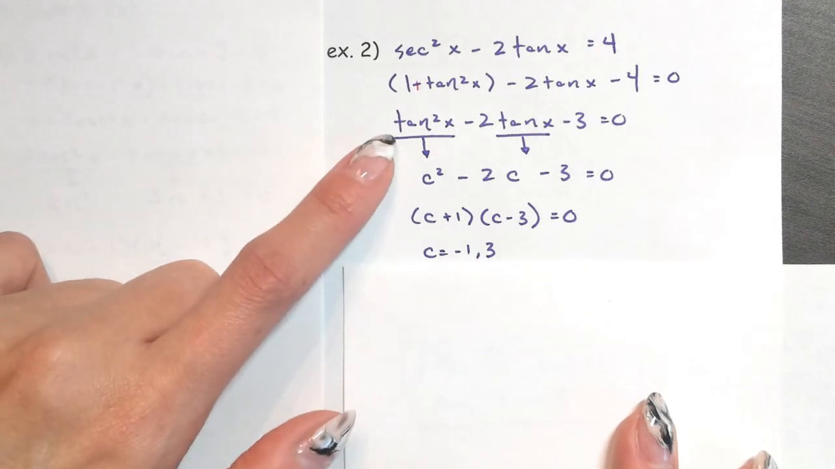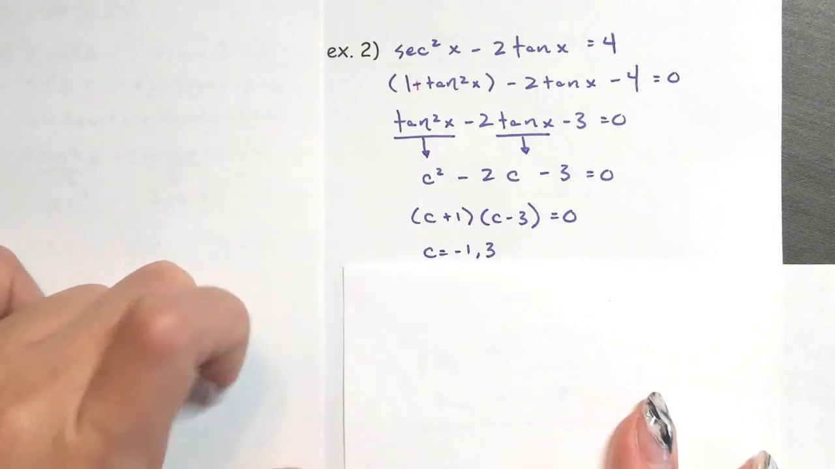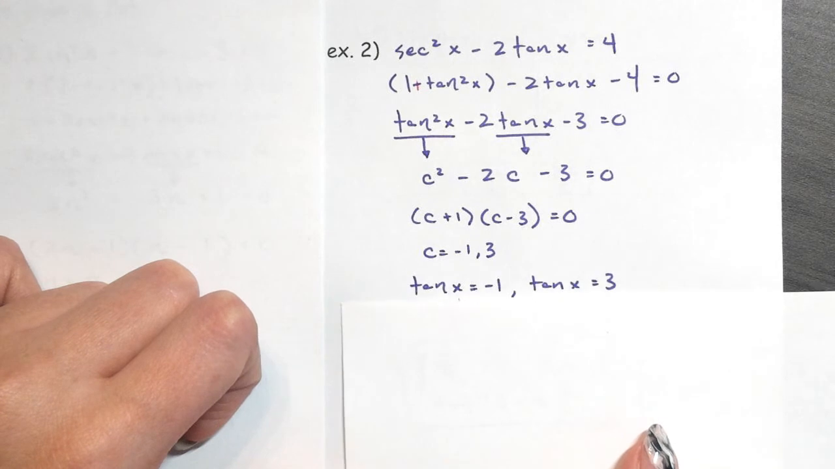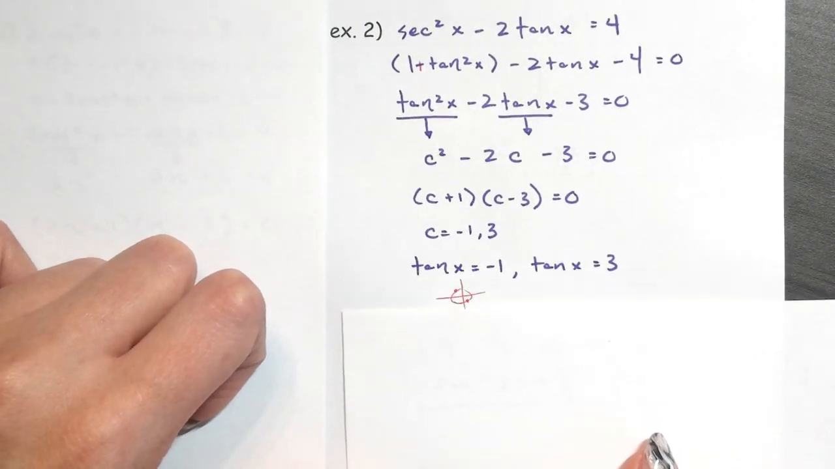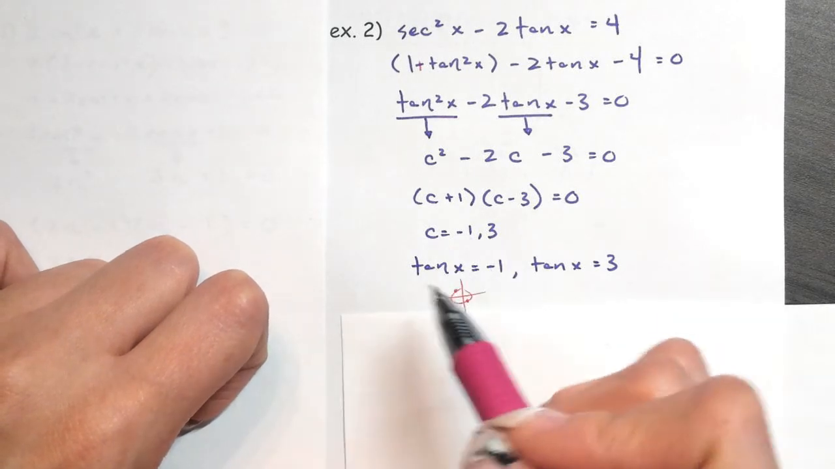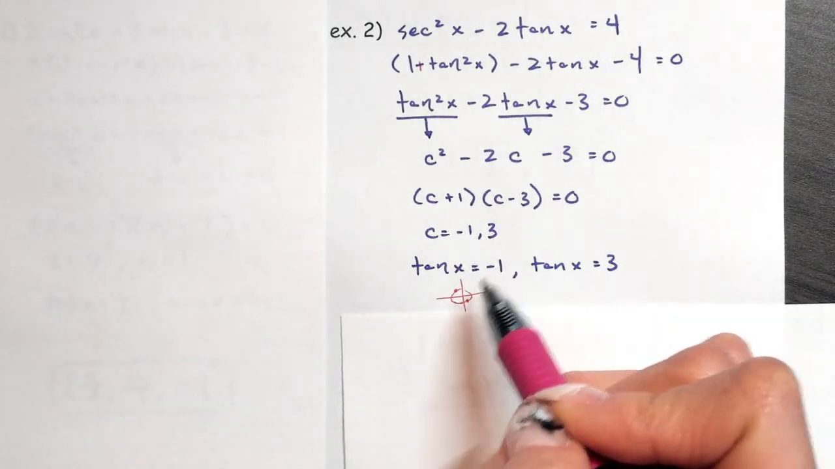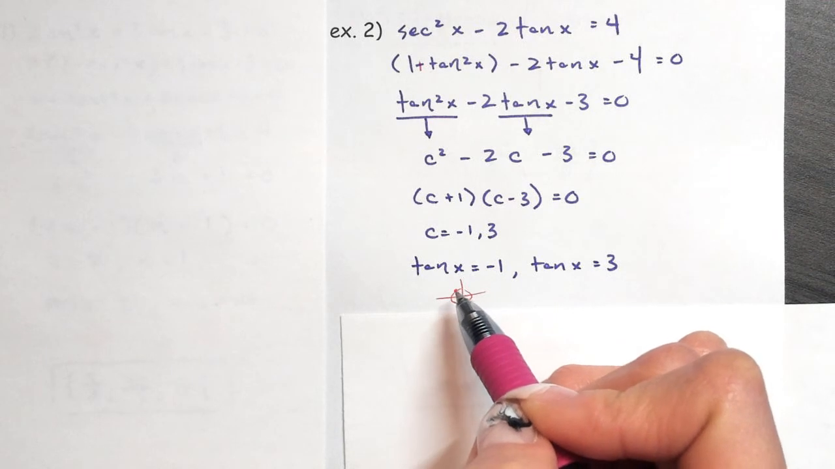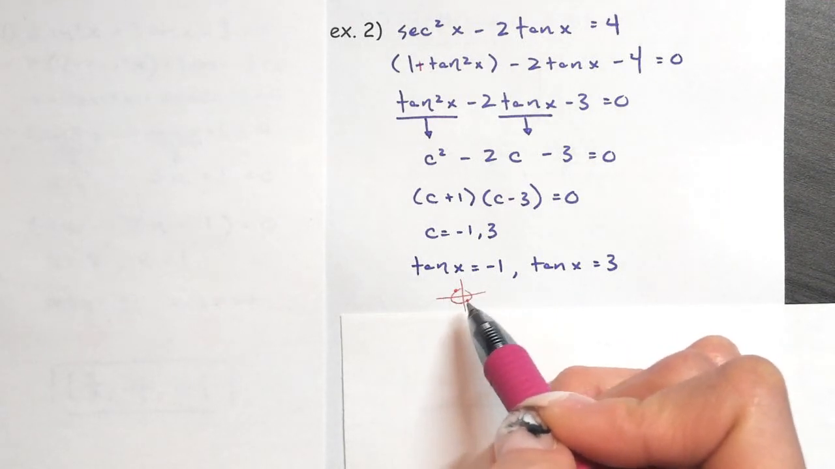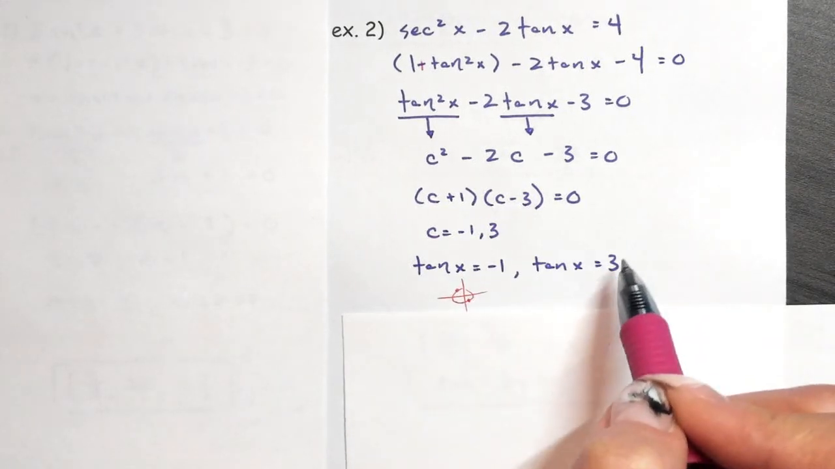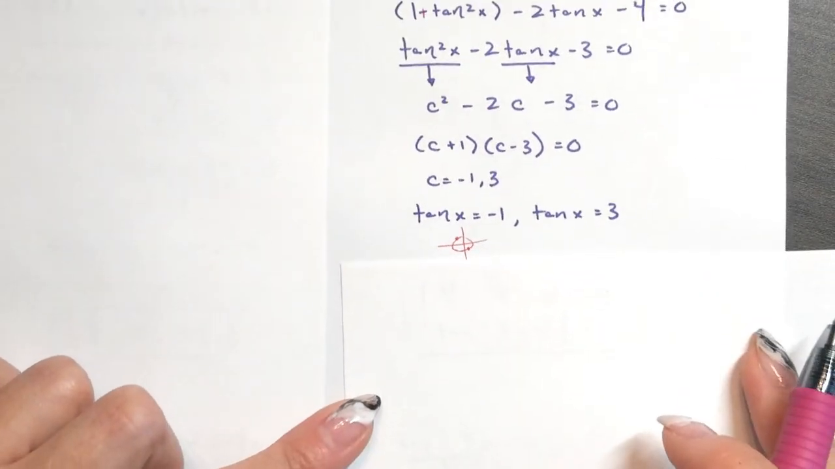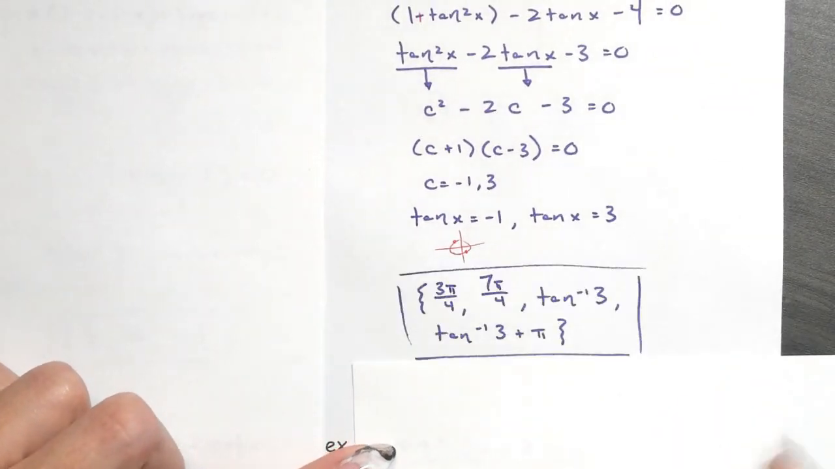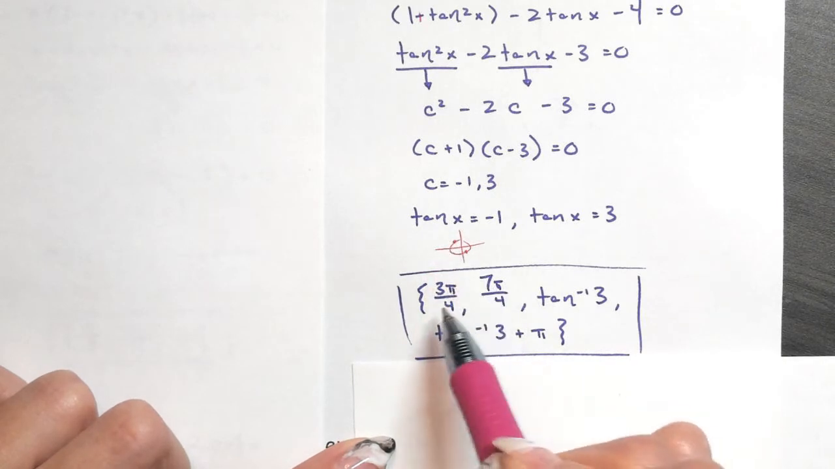No, because really I'm supposed to solve for tangent of x. I'm supposed to solve for x. So I say those are equal to tangent of x, and then I think about the unit circle. Thinking about the unit circle, where is this true? This is true at 2 places, at 3 pi over 4, and what is that? 7 pi over 4. So I have 2 places where that happens. And then where is this true? Well, it's not on the unit circle. So my final answers are these two right there.